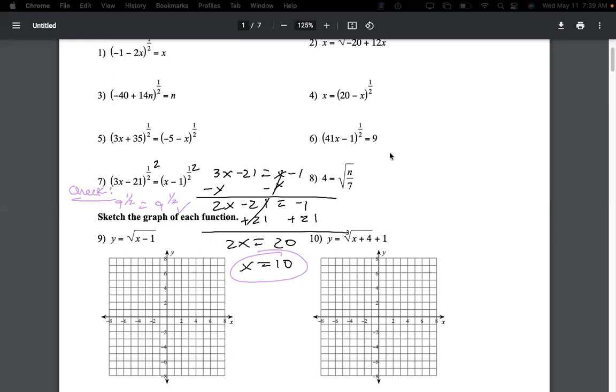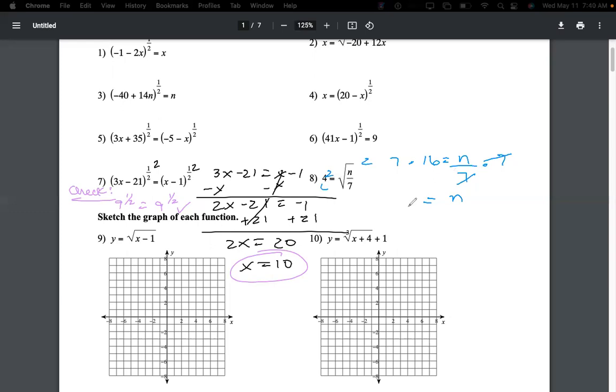Okay. Last one for this section. So on this one, we have a number equals a square root. So if we square both sides, we're going to get rid of that square root. So that'll give us 16 equals n divided by 7. Now we want n by itself. So we're going to multiply both sides by 7. And what's 16 times 7?